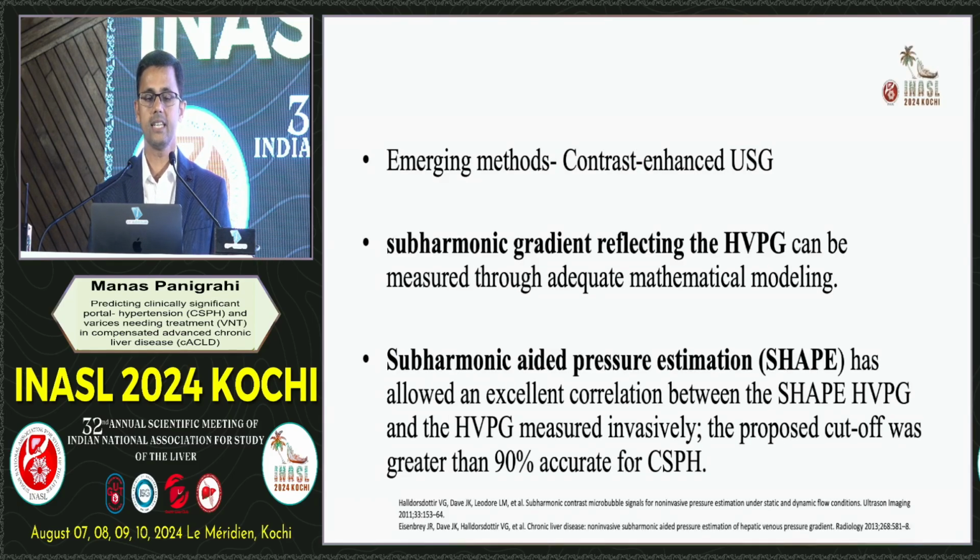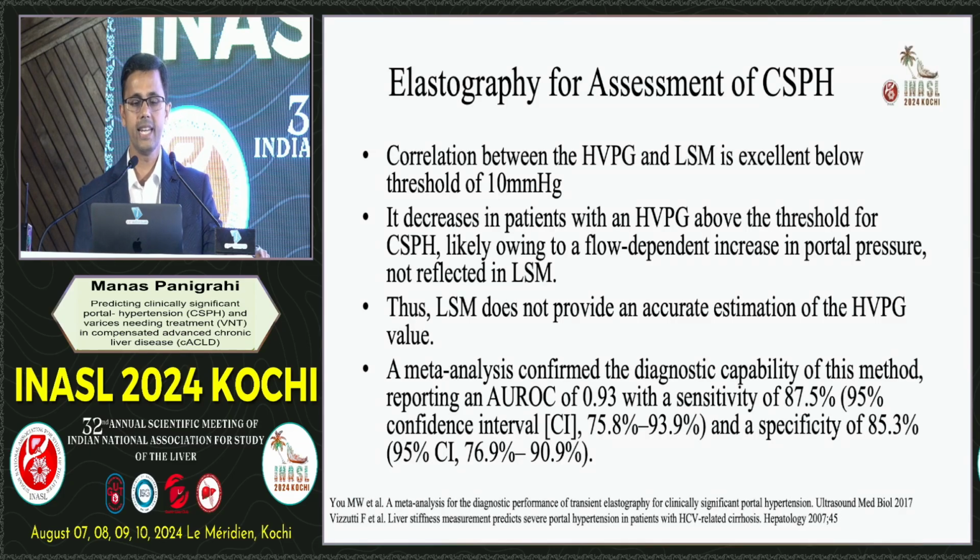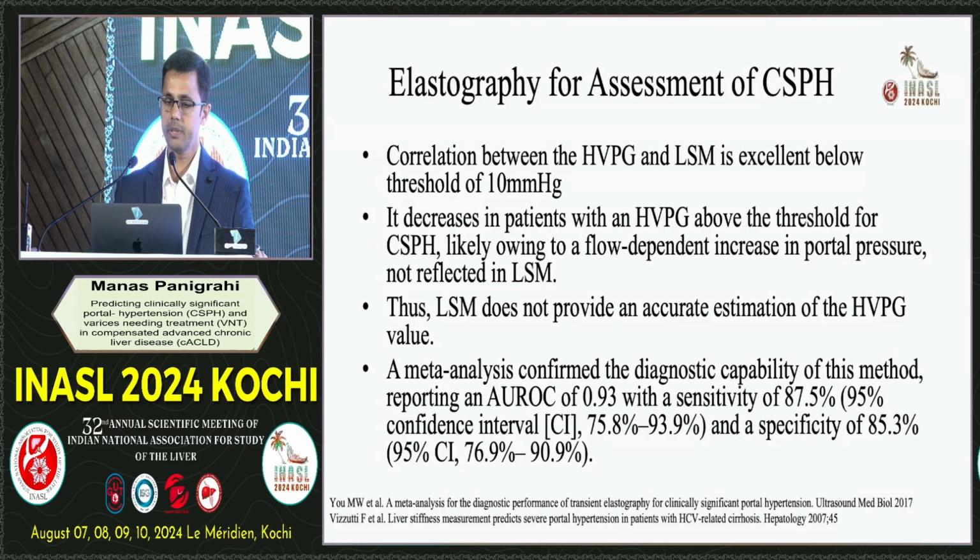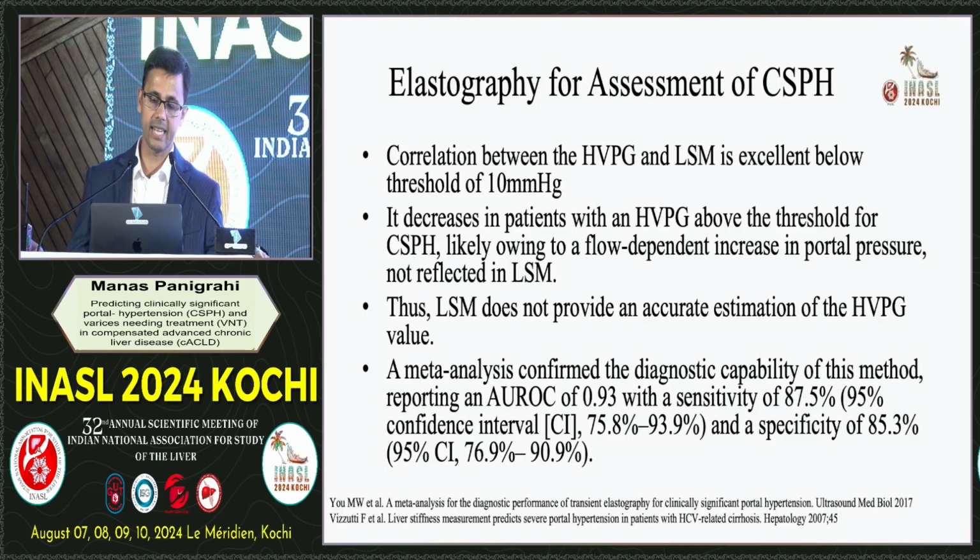There is another emerging method, contrast-enhanced US, and this subharmonic-aided pressure estimation is safe, has shown excellent correlation with invasive HVPG measurement, and is 90% accurate for CHPS. Now elastography for assessment of CHPS: there is a very good correlation between HVPG and liver stiffness measurement, excellent below a threshold of 10. But above a threshold of 10, there is poor correlation, because not only liver fibrosis, but the flow-dependent increase in portal pressure is not reflected in LSM.